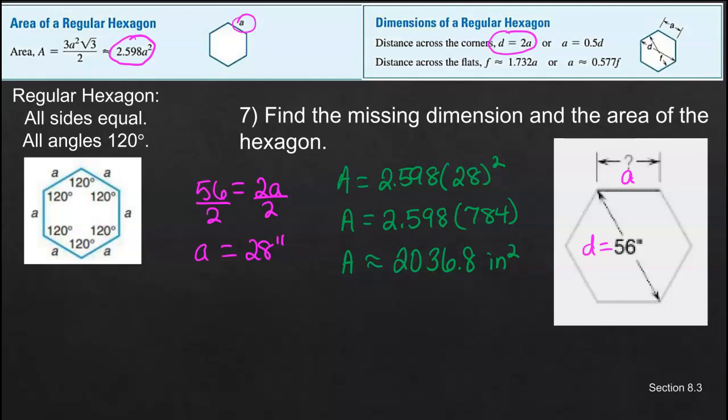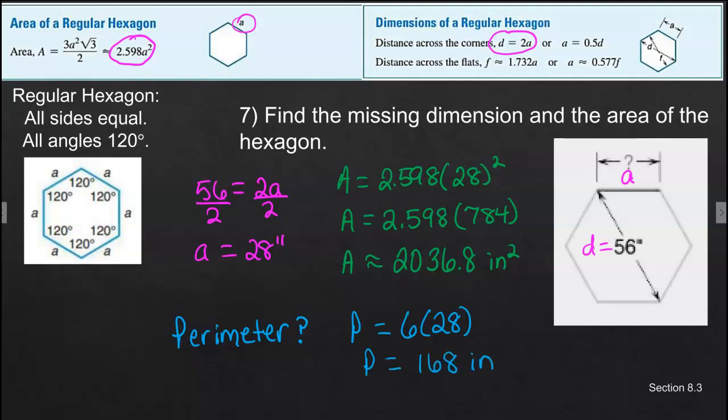Now, what if we were going to find the perimeter? Well, that would be pretty easy, wouldn't it? Because a hexagon has 6 sides. One side is 28, so we would take 6 times 28 to find the distance around the hexagon, and it would be 168 inches.